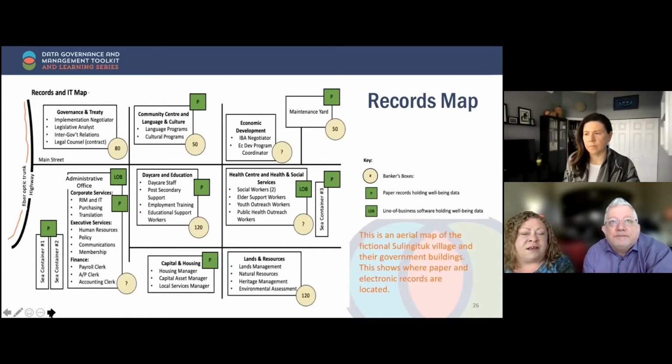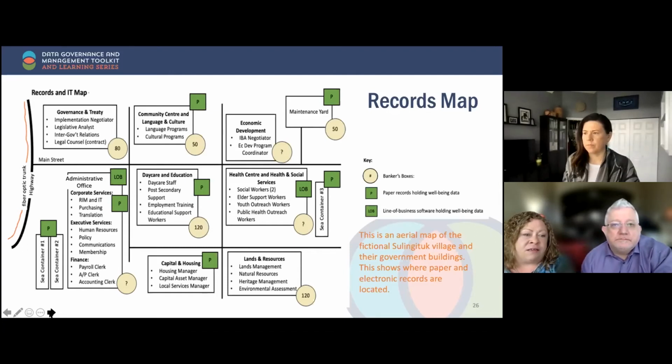So this is an aerial street map of the Salingatuk administrative buildings and roads. And you'll see over on the right-hand side, there's a yellow circle with a number in it, and that's for how many bankers' boxes are stored on site. The second is a green square that shows the paper records that have well-being data in them. And then there is also an icon for line of business software.